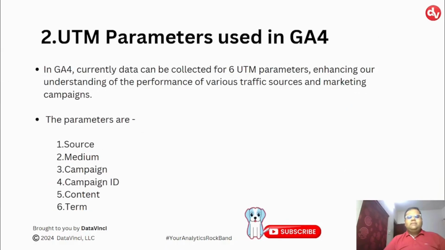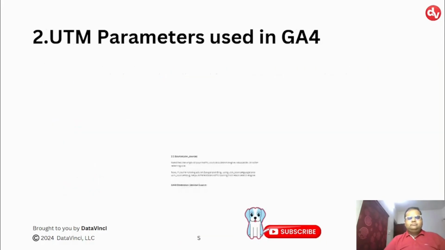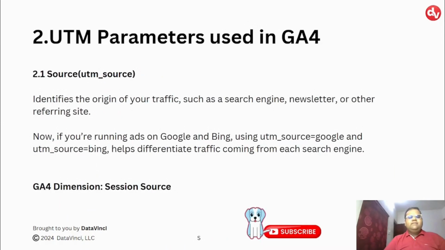Now, we'll discuss the UTM parameters that are used in GA4. So in GA4 currently, data can be collected for 6 UTM parameters, enhancing our understanding of the performance of various traffic sources and marketing campaigns. These parameters are source, medium, campaign, campaign ID, content, and term. So now we will discuss each and every parameter that is used in GA4 in detail.